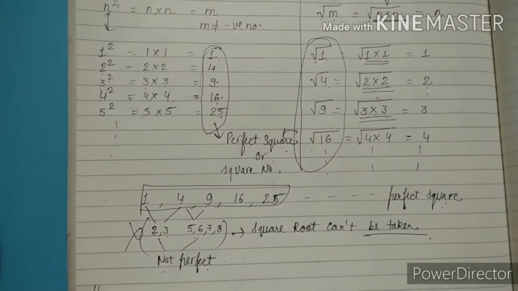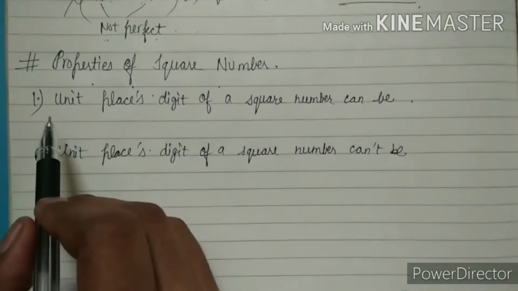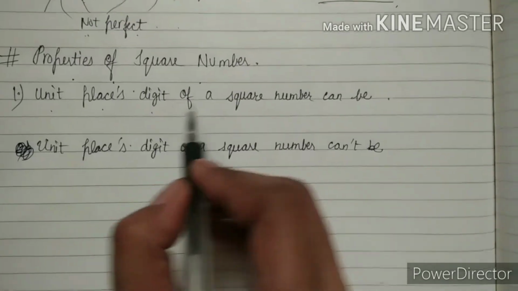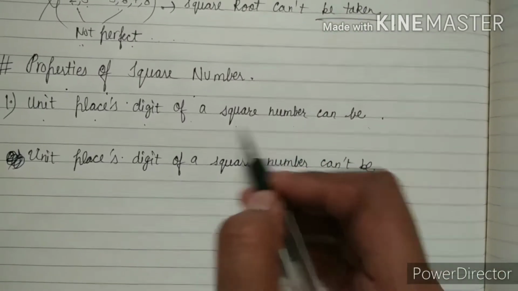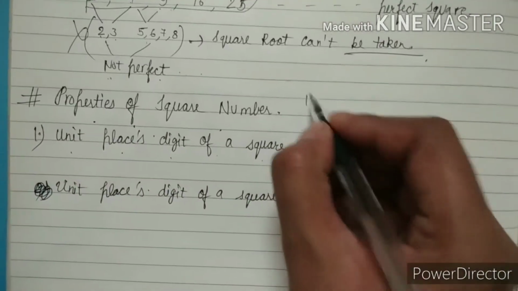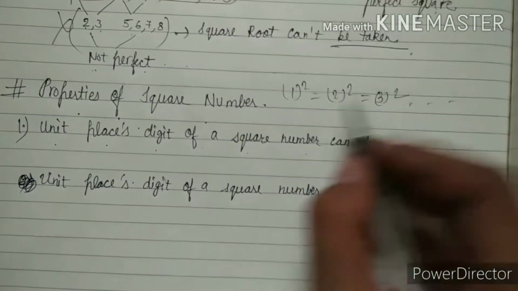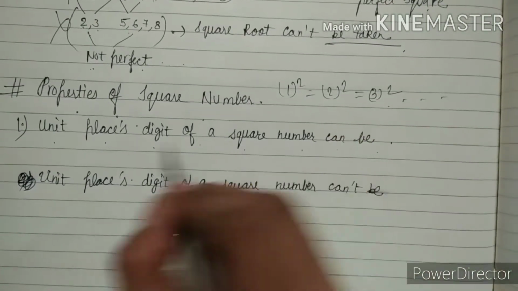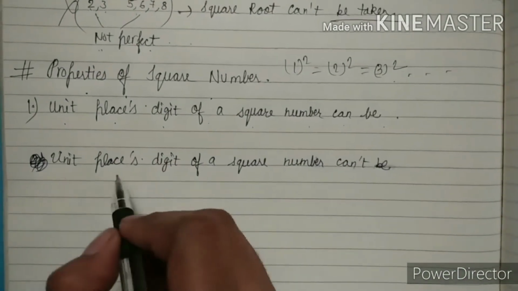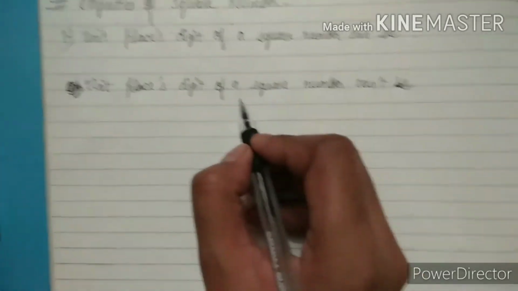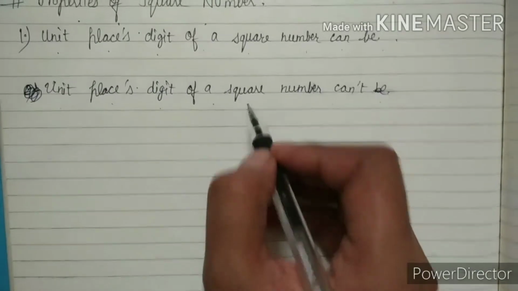Now we are going to start the properties of square numbers. The first property is: the unit place digit of a square number can be. So when we take the square of any number, like 1 square, 2 square, 3 square, what will be the unit place digit? And the unit place digit of a square number can't be. So what cannot be the unit place of a square number?